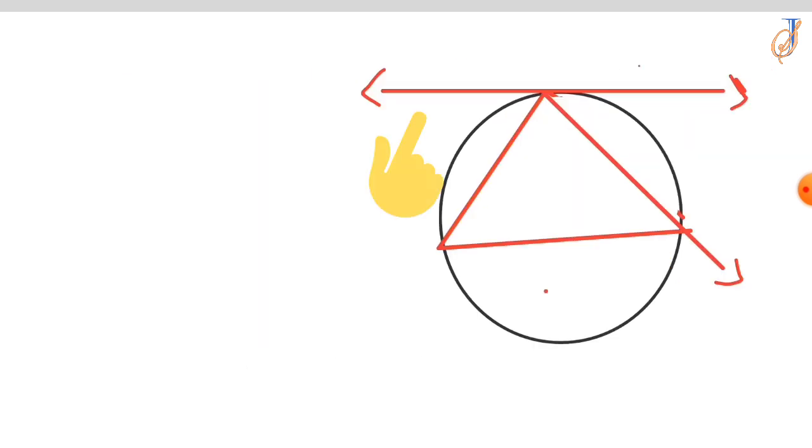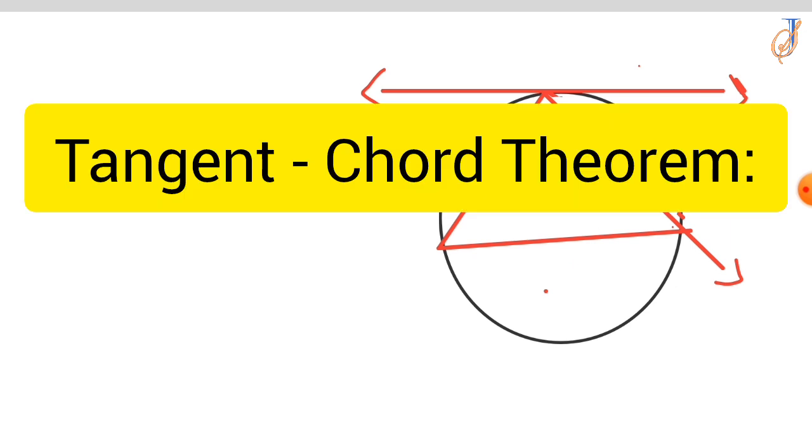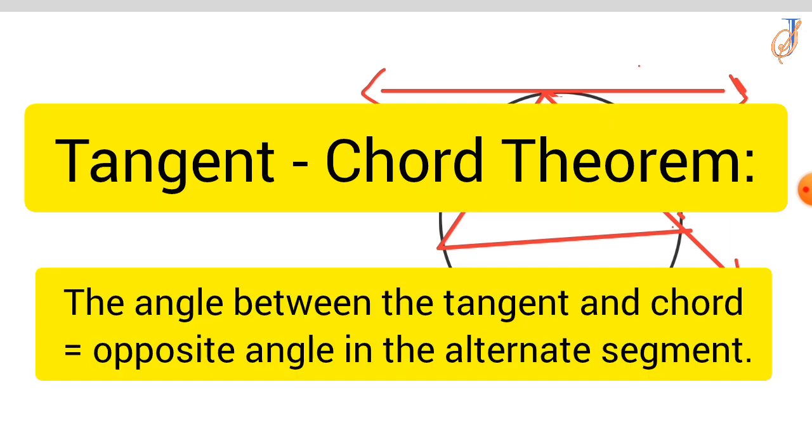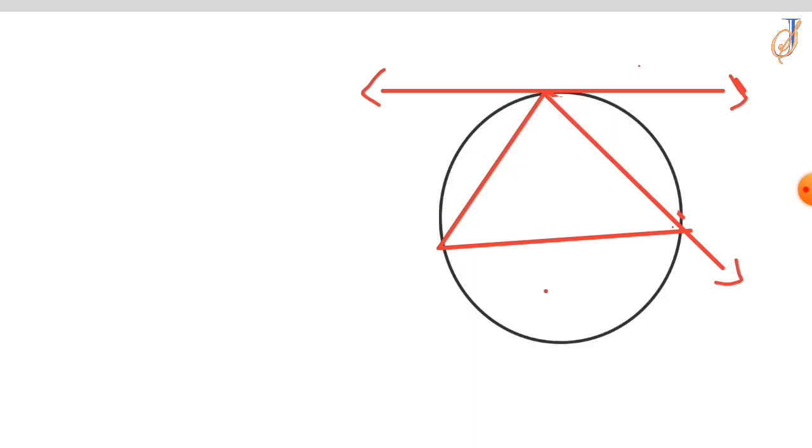We are given a tangent and a chord. According to the tangent chord theorem, the angle between the tangent and the chord is equal to the opposite angle in the alternate segment. That means if you have an angle here, alpha, so this is the tangent and this is the chord, that is equal to the opposite angle. So alpha, the opposite angle is here. This is the alternate segment. So here this angle is alpha. For example, if this angle is beta, here also tangent and a chord, so that is equal to the opposite angle in the alternate segment.